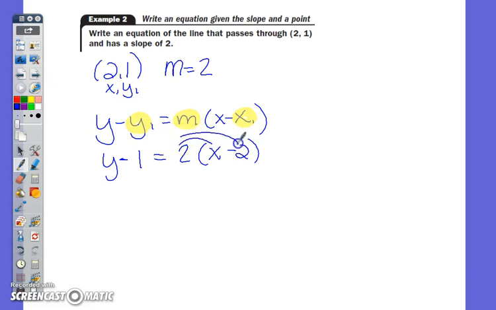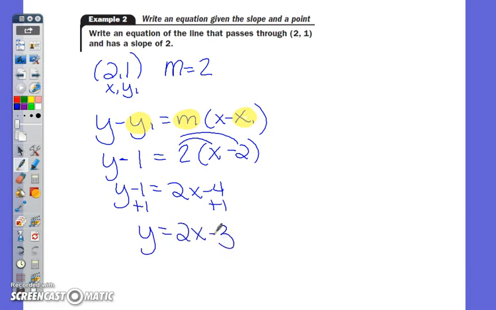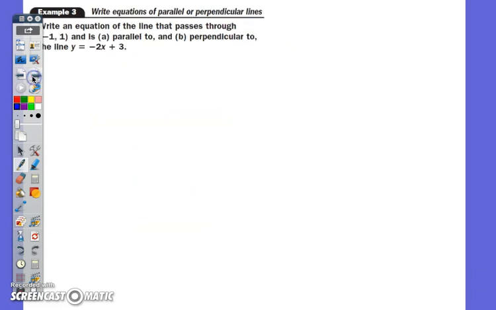So you distribute first. So y minus 1 equals 2x minus 4. You add the 1, so y equals 2x minus 3. There it is. Moving along.